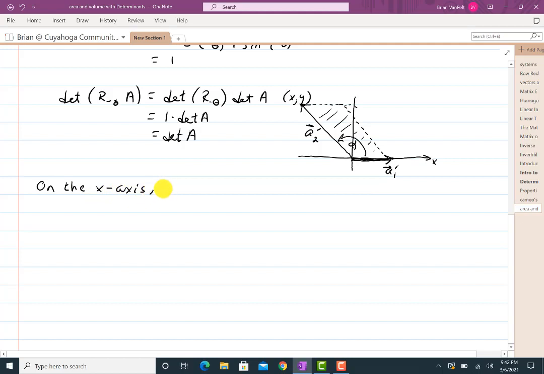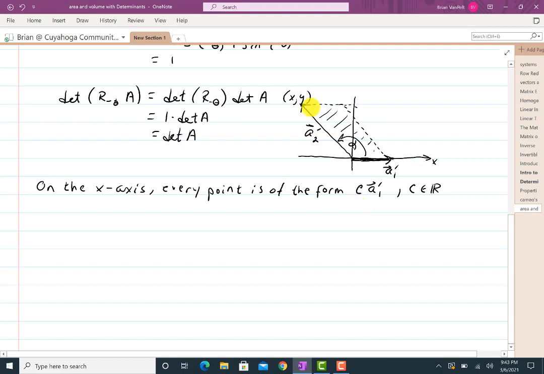On the x-axis, every point is of the form C times A1 prime, where C is a real number. This allows us to scooch to the left or to the right along the x-axis here by increasing or decreasing the size of this vector, and if C is negative, we can go in the opposite direction.